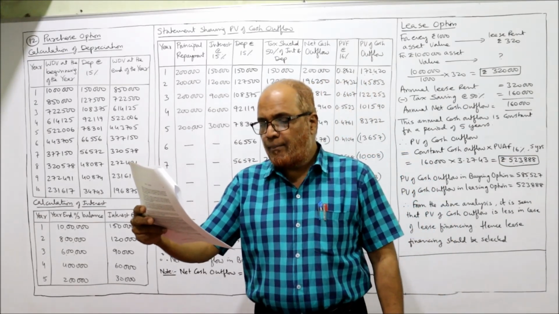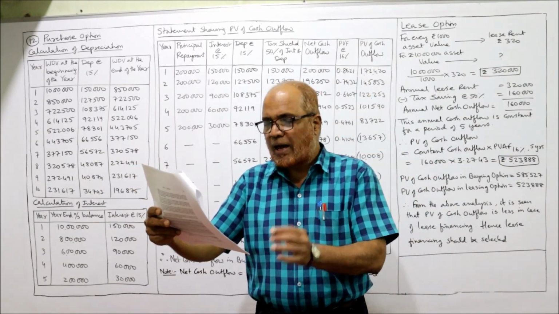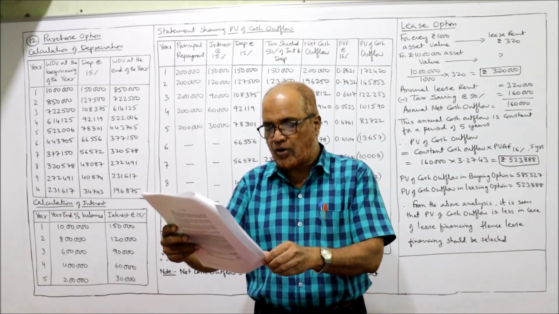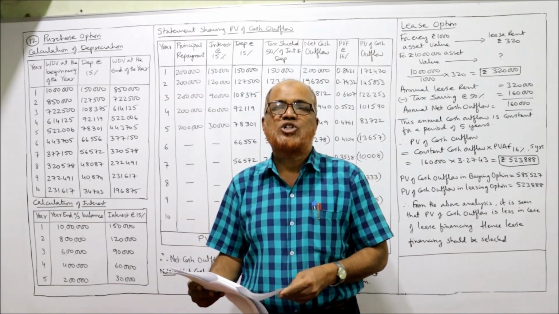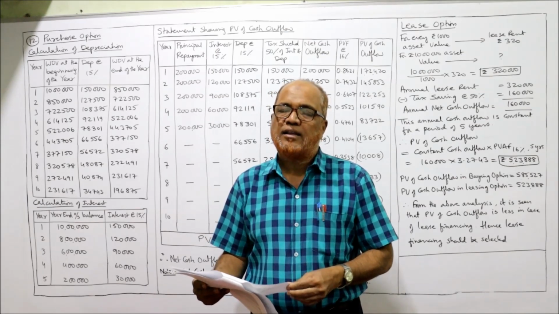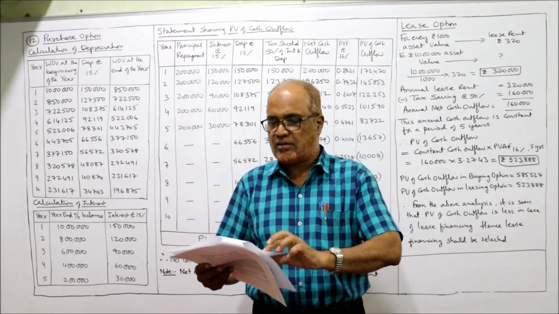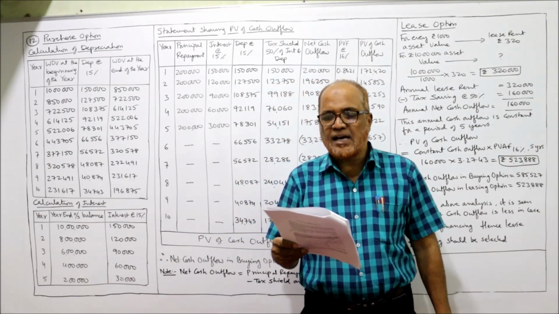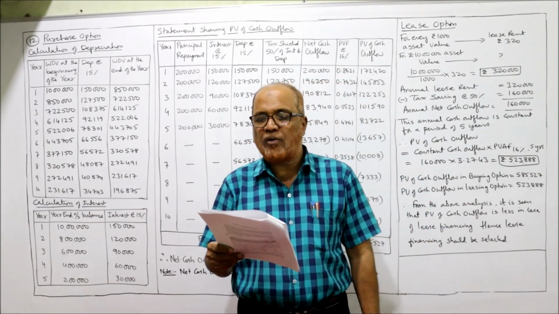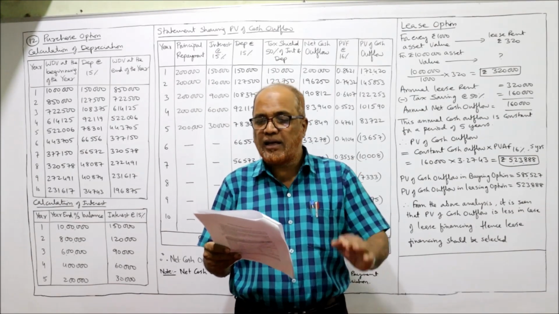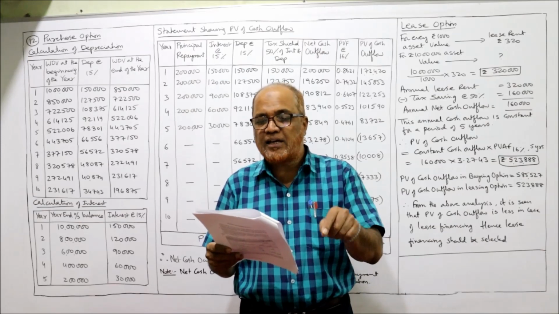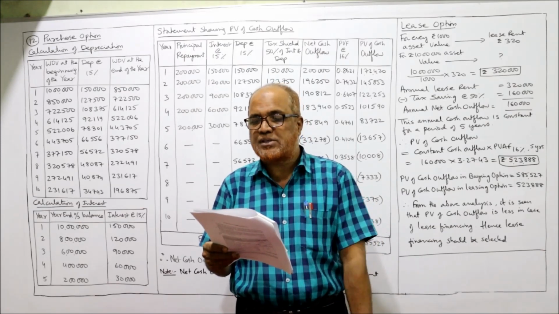12th problem. Messrs. Manank Limited plans to acquire an asset of rupees 10 lakhs and has the following options. The cost of the machine is 10 lakh. Two options are given. First, purchase the asset by taking a loan of rupees 10 lakhs repayable in 5 equal installments and interest on outstanding balance at 15% per annum.